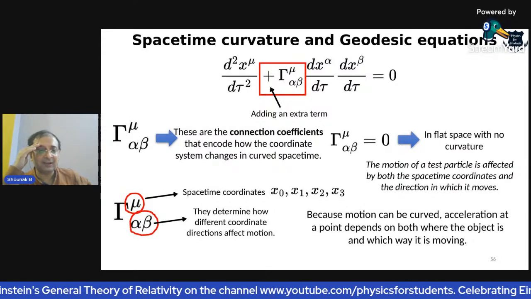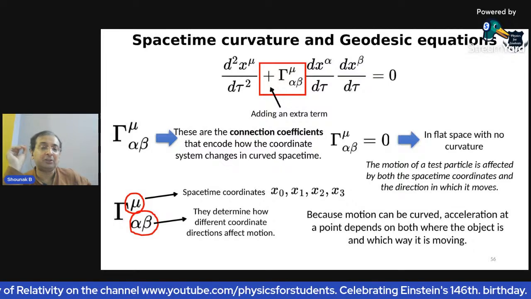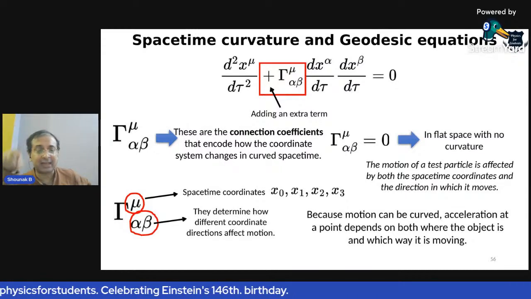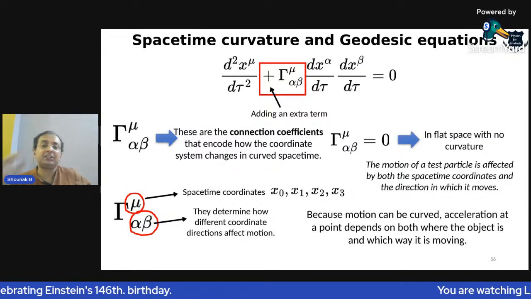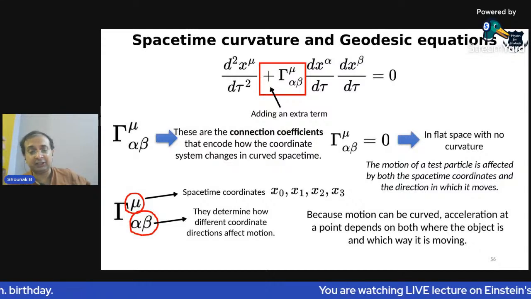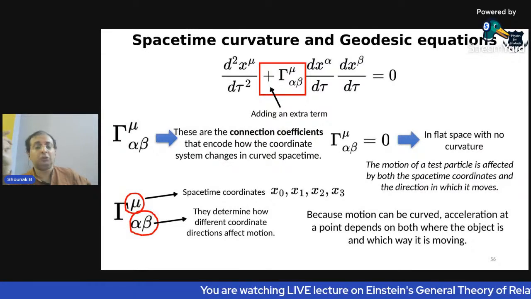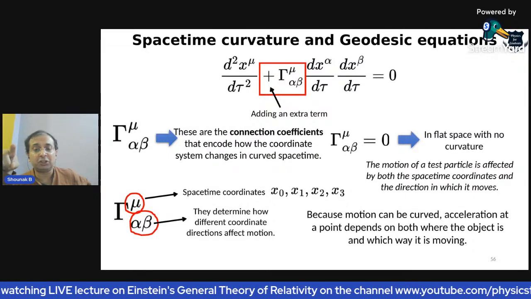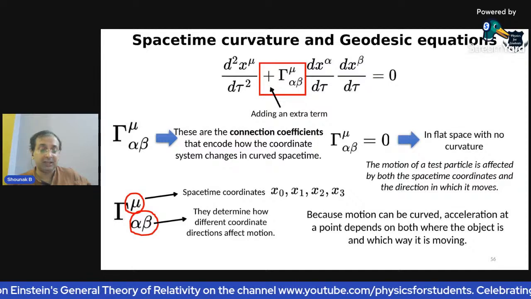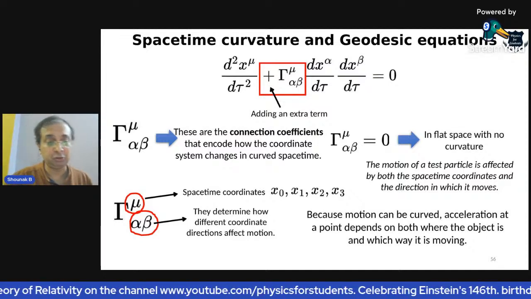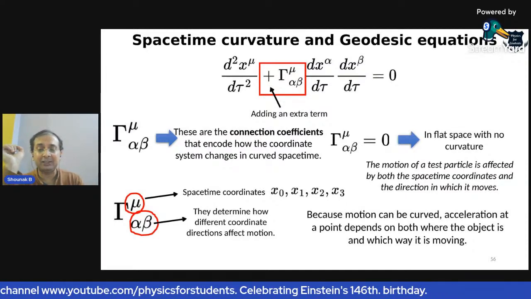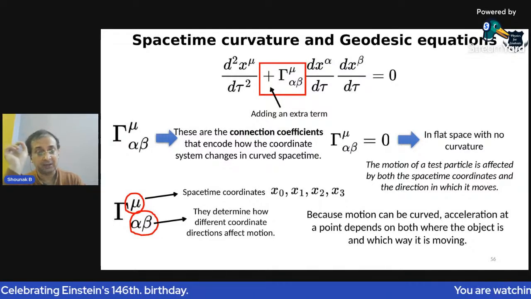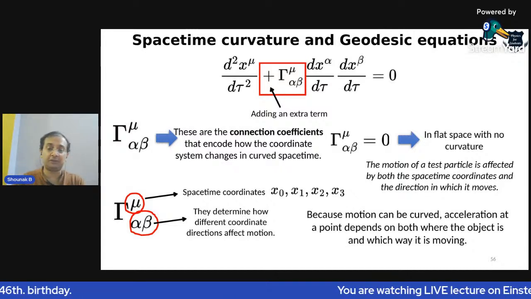Now, the Christoffel symbols actually describe how movement in one direction, alpha, if I take 2 directions, alpha and beta, affects the change in the other direction, beta. So you can think that the motion of a particle is affected by both the space-time coordinate and the direction in which it moves. This is a very big difference from Newtonian mechanics. In Newtonian mechanics, only the space-time coordinate is affected, not the direction. But in general relativity, the direction is also affected.